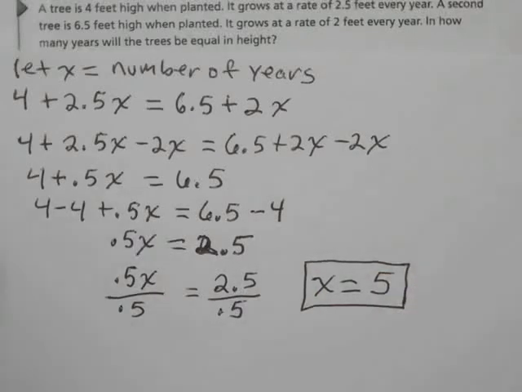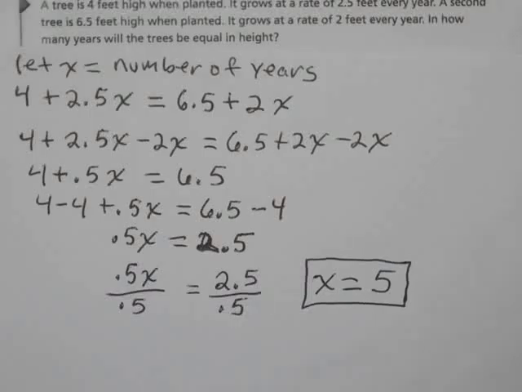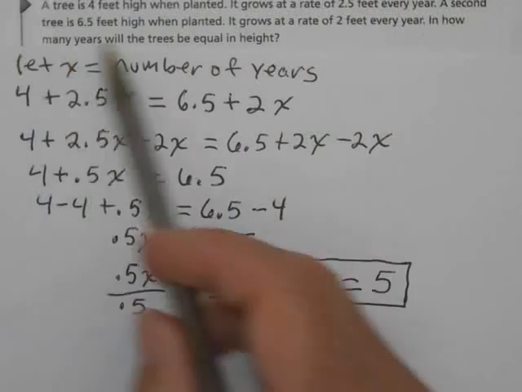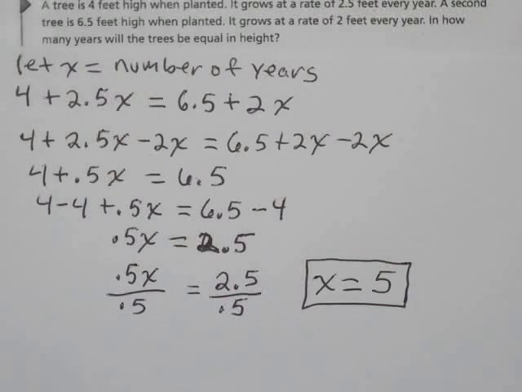So x equals 5. And what does that 5 mean? Well, it answers this question, which is, in how many years will the trees be equal in height? The answer is 5. In 5 years, the trees will be equal in height.